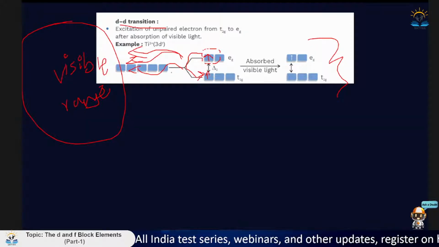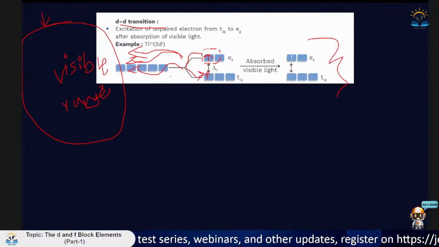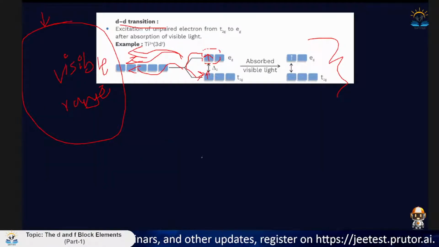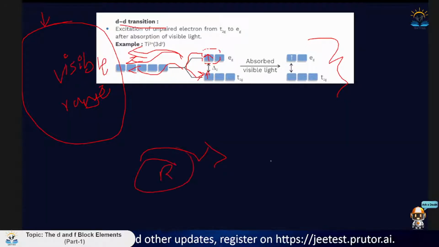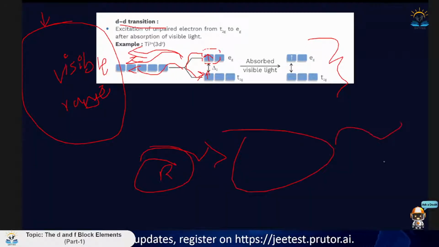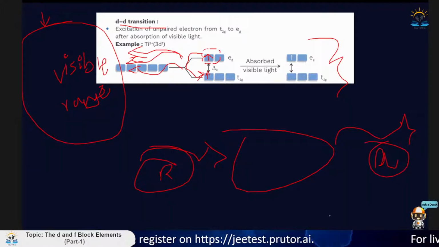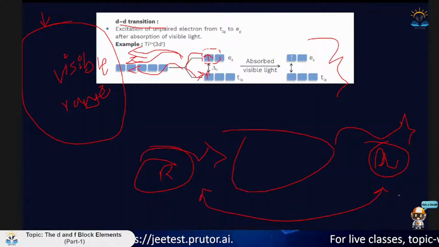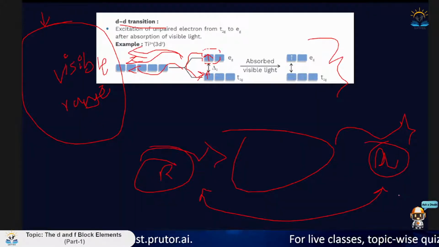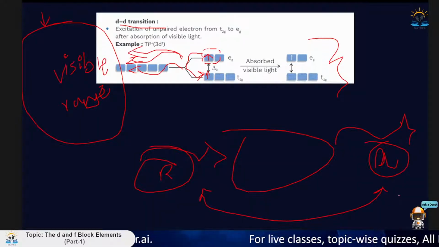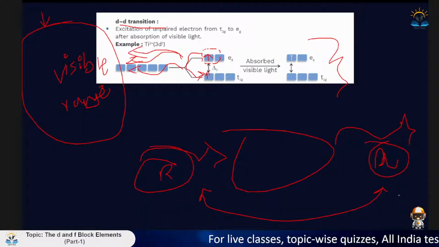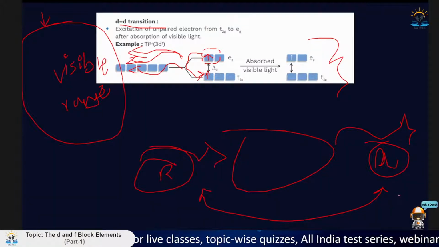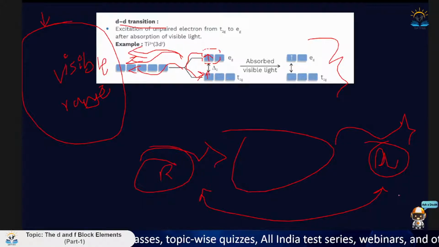I hope you understood how the d-d transition works and how the colors are coming out. Remember, the colors that we see are the complementary colors of the colors that are absorbed. Energy is absorbed, then energy is radiated out, and these two are complementary to each other. So if you absorb one color, you'll get the complementary color of the whole situation.